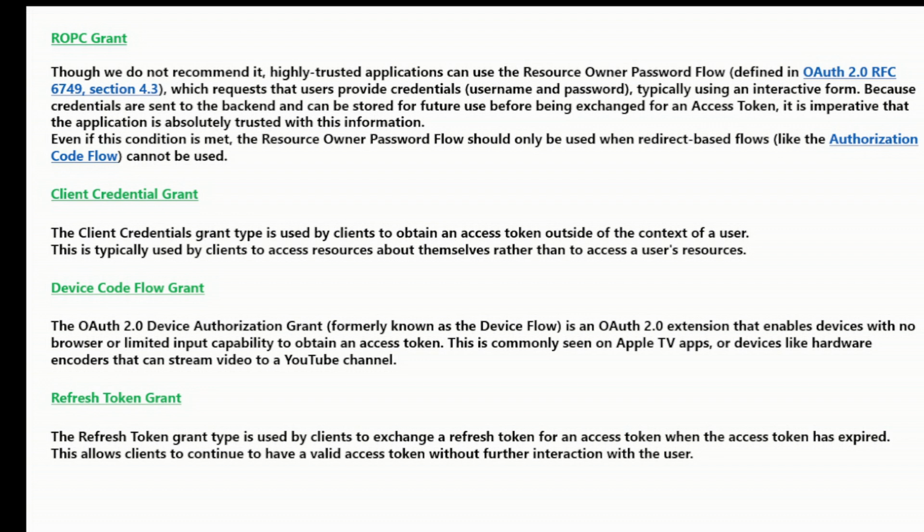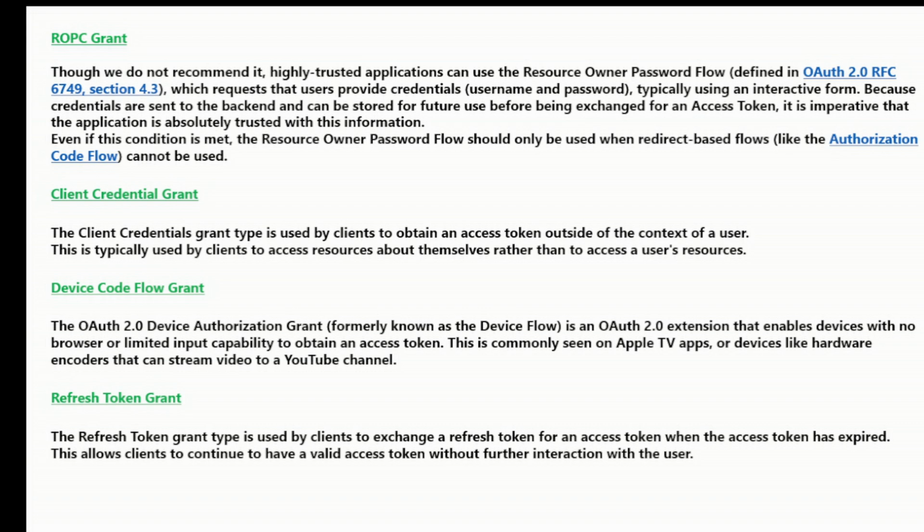Device code flow is the OAuth 2.0 device authorization grant, formerly known as the device flow. It is an OAuth 2.0 extension that enables devices with no browser or limited input capability to obtain an access token. So this is where you have an application that does not have the capability to talk to a browser. For example, Apple TV apps or hardware encoders that can stream video to a YouTube channel. In this type of scenario, we use device code flow. I'll help you understand the scenario, and we also have some security considerations we need to look at here, so we'll talk about those parts.